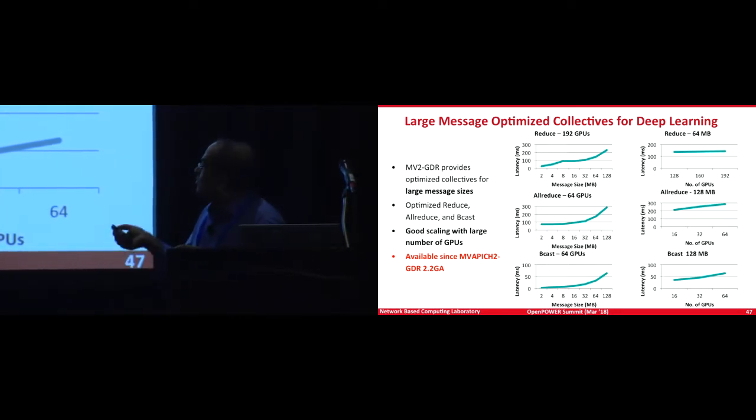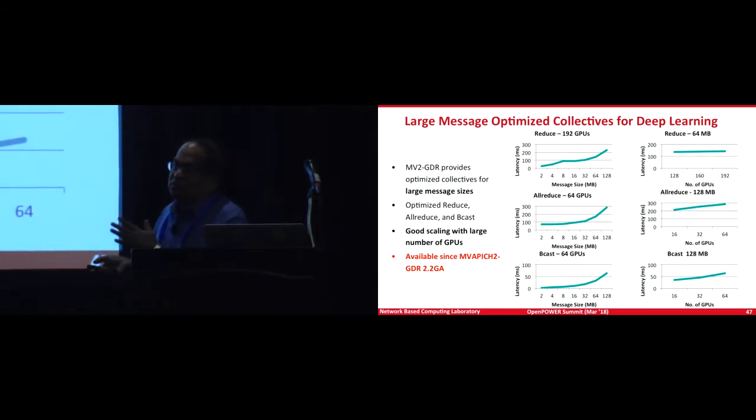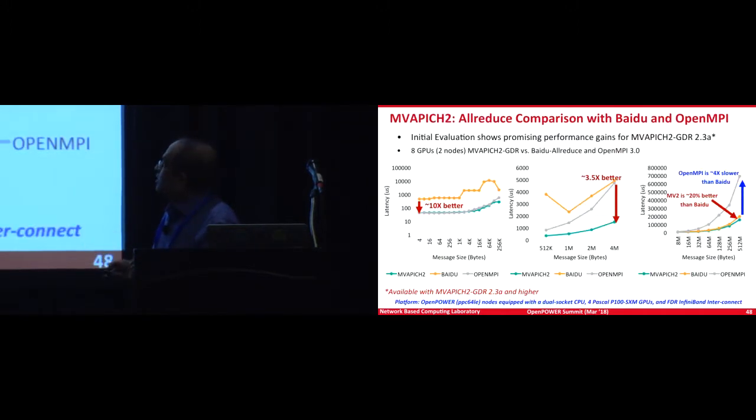This is publicly available. We have optimized all these collectives, and we continuously optimize, because now with NVLink things are becoming different and the cost model is changing, or with Volta you may see a little bit of difference. So, we continuously take advantage of those and optimize.